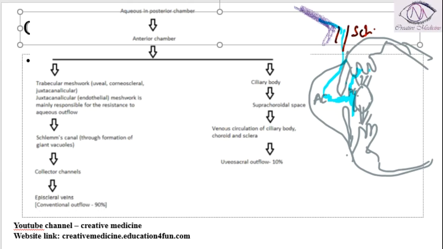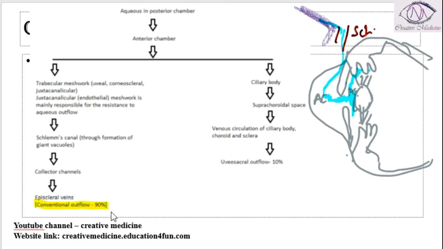This type of outflow is called conventional outflow, which is seen in 90% of patients. But in some 10% of the patients, there is uveoscleral outflow. In uveoscleral outflow, the aqueous humor goes through the ciliary body, this is the ciliary body, into the suprachoroidal space, and from there into the venous circulation of the ciliary body, choroid and sclera, which is called uveoscleral outflow, seen in 10% of patients. So this is the drainage of aqueous humor.